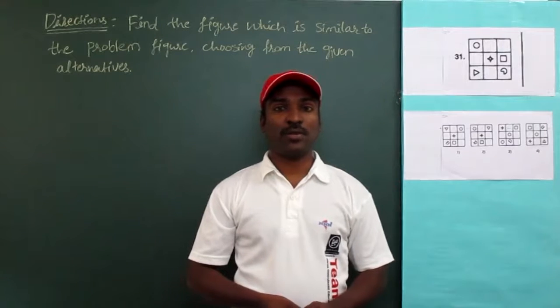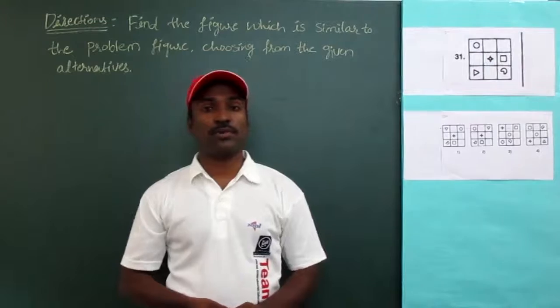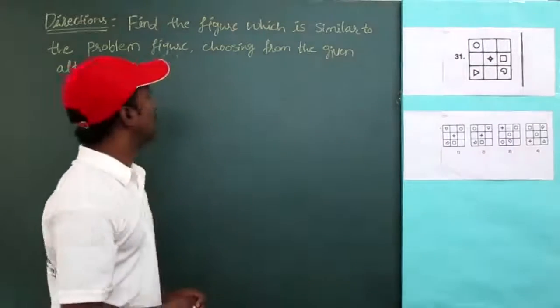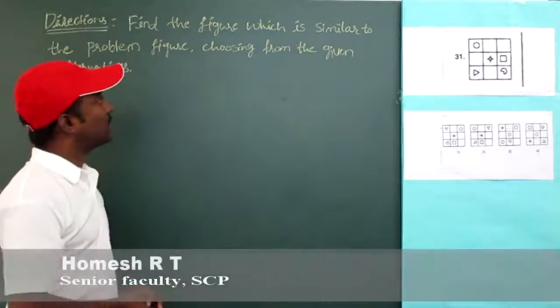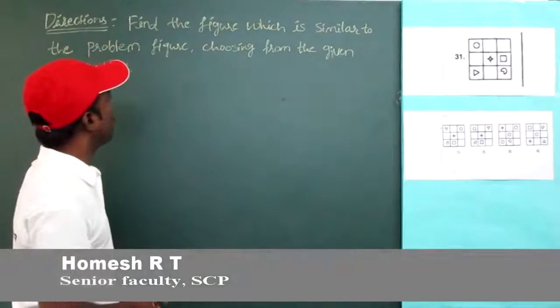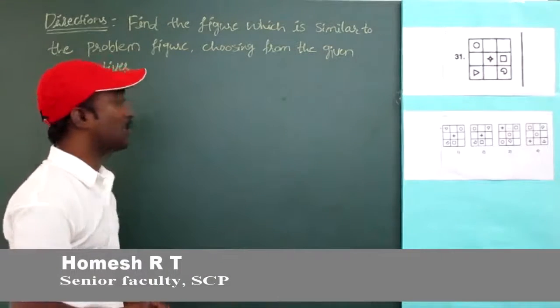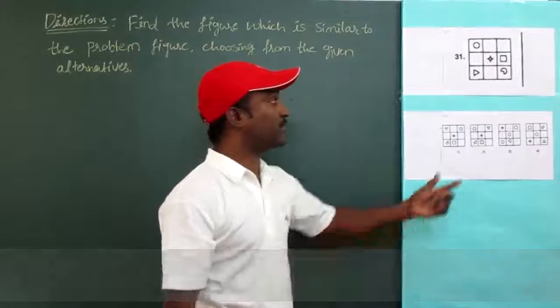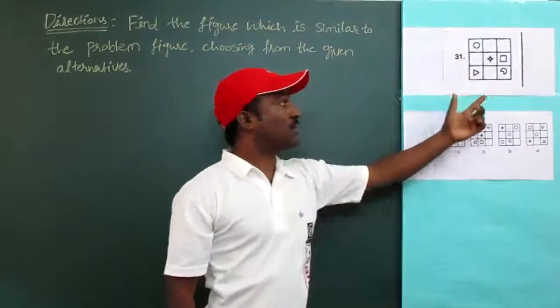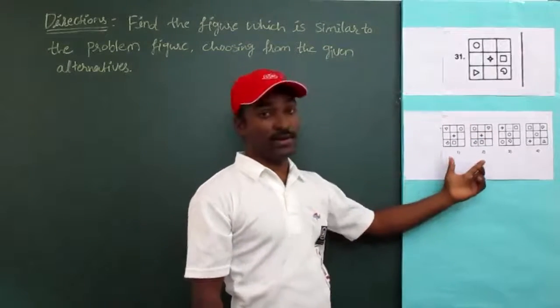Well friends, here is problem number 31. Before moving to the problem, I will read the given direction. The direction is: find the figure which is similar to the problem figure, choosing from the given alternatives. So here they have given one figure and we have to choose a similar figure from the given alternatives.